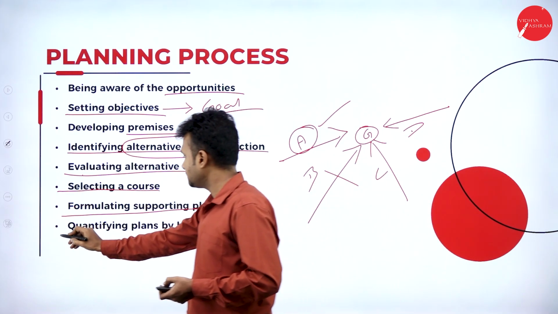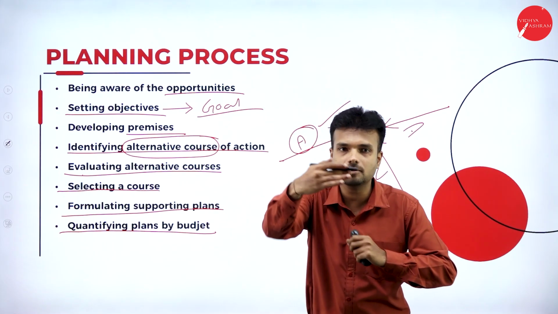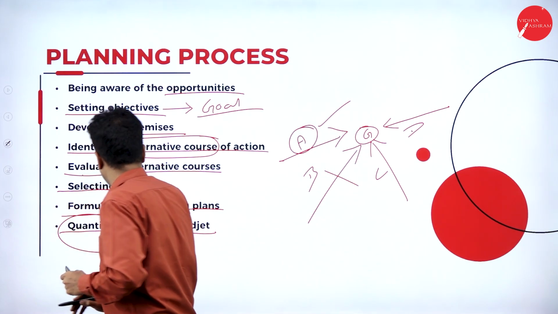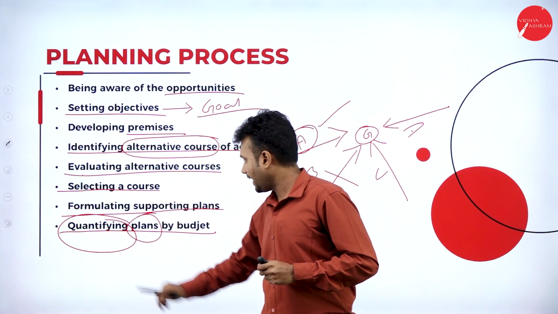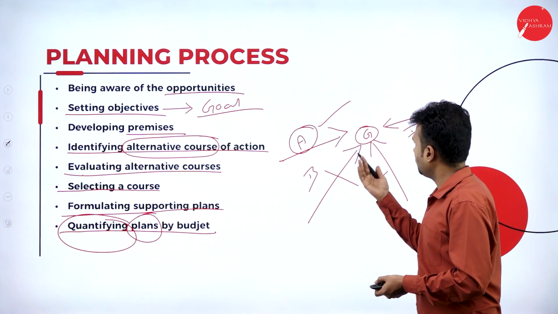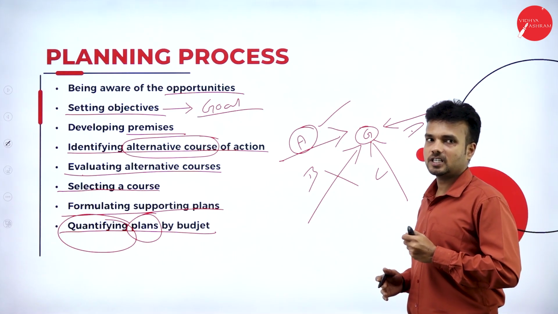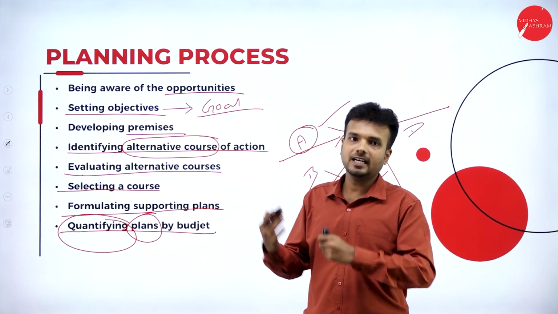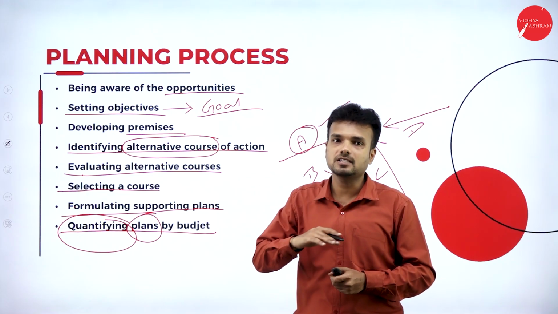The next one is quantifying plans by budgeting. Before starting the execution of the plan, we are supposed to quantify the data or the plans. So how are we going to quantify? For example, if I want to establish a biscuit manufacturing unit, what is the requirement to open the unit, whether it is human resources or financial resources?